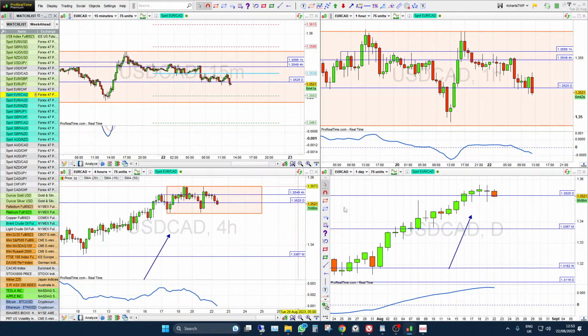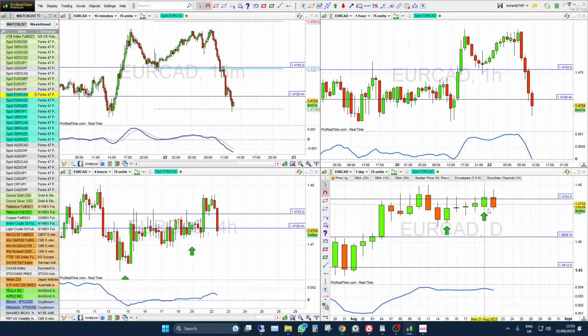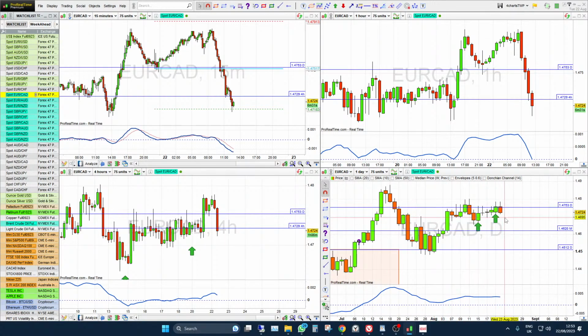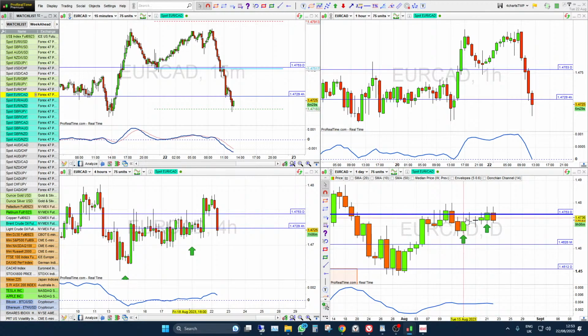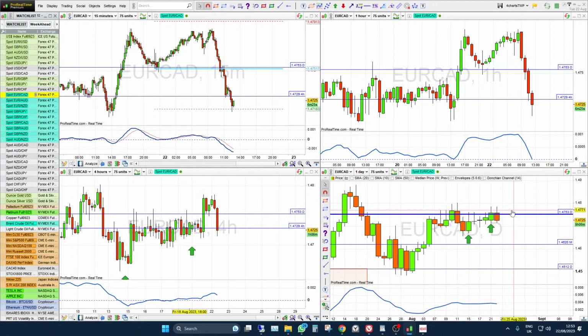So let's have a quick look at EuroCAD because you're asking me about that. We're still in this area. Usman, my answer is still the same. I mean, it's definitely rejecting this area. It's battling to get through that. The momentum is sort of to the upside, but it's battling in this area, I'm afraid. So this is going to be a consolidation breakout either way. All right.